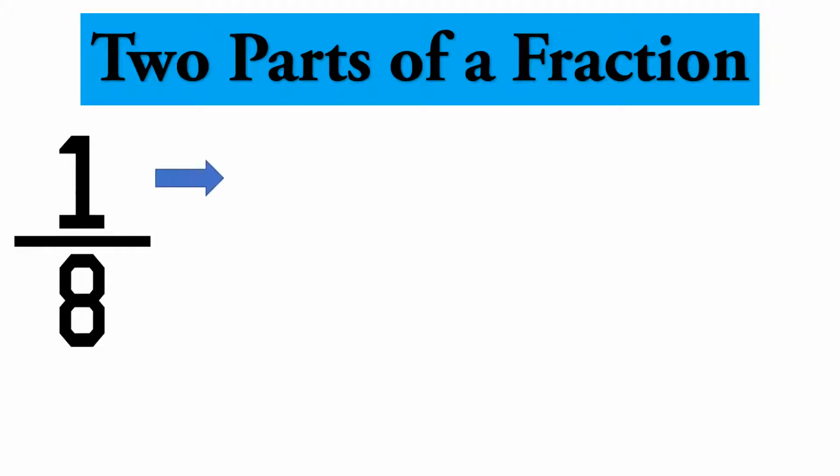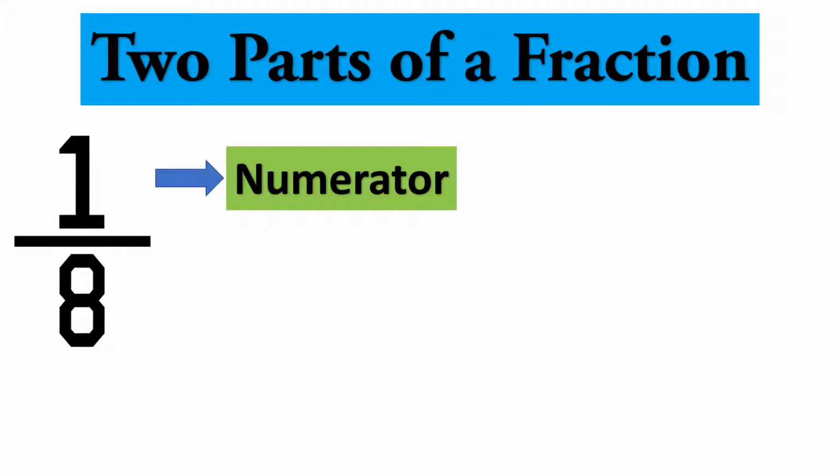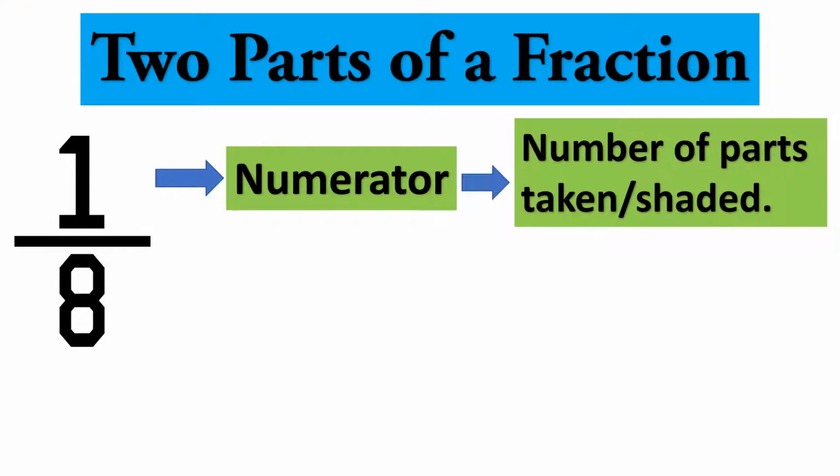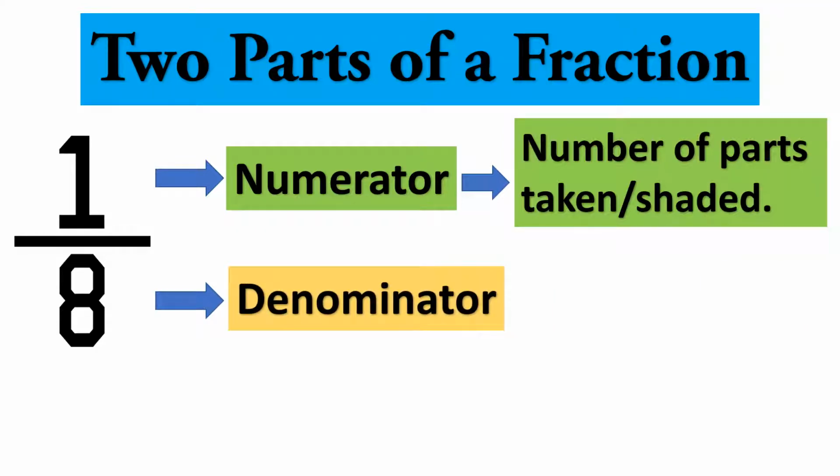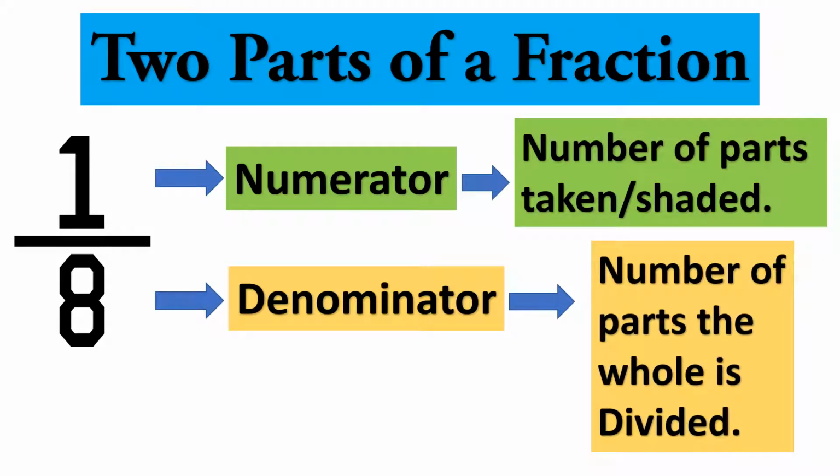The number above the bar line is called numerator. Numerator is the number of parts taken or shaded. The number below the bar line is called denominator. Denominator is the number of parts the whole is divided.